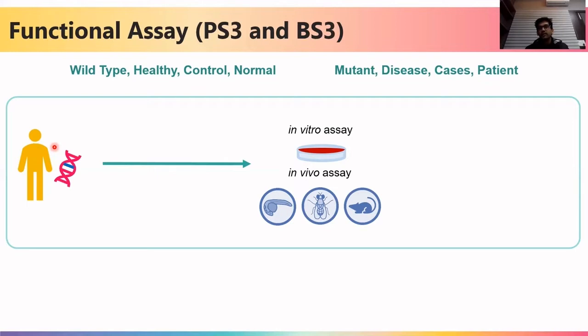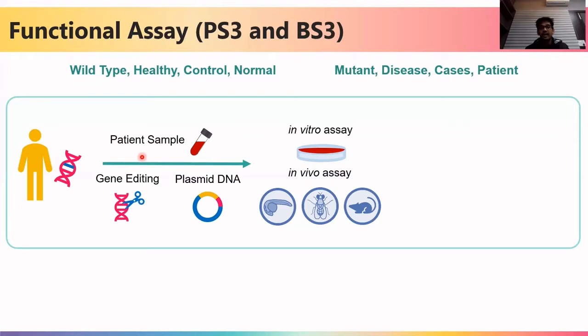Whereas in vivo assay is done on a mouse model, zebrafish, or the housefly to identify or validate whether the variant is responsible for the disease or not. So you can take multiple samples, like patient samples, because the patient samples themselves carry a variant and can be responsible for the disease. Or you can edit the gene and put your variant of interest and identify the phenotypic characteristics of that particular variant. Or you can use plasmid DNA which already has the variant, and look at the mRNA or protein expression because of this particular variant.